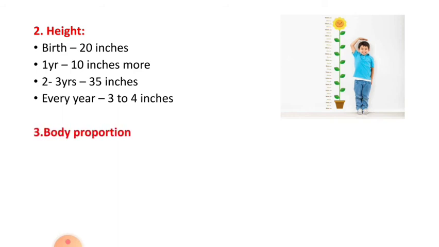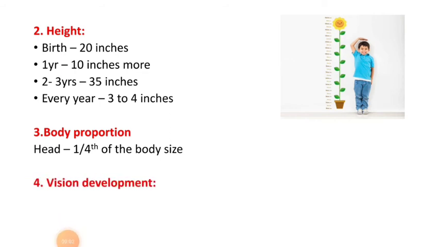Next one is the body proportion. The head is around 1/4 of the body size. The legs and hands of the child grow faster during infancy, and consequently the body proportion shows considerable improvement.